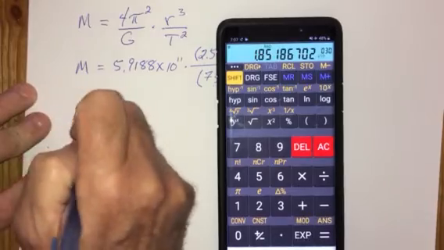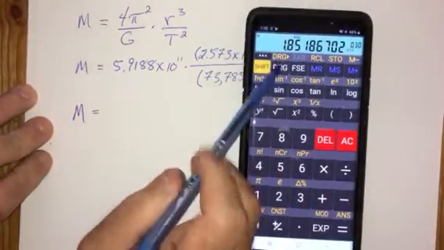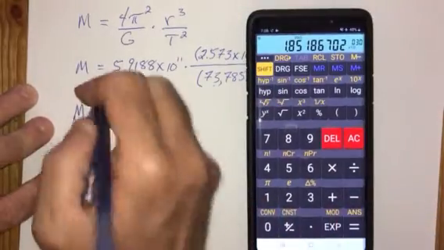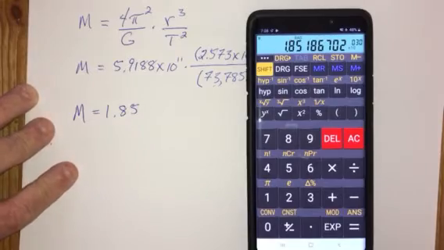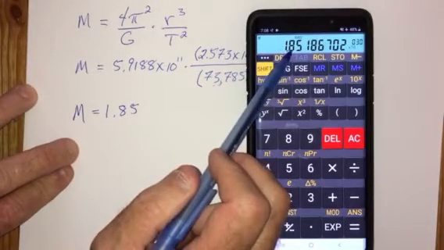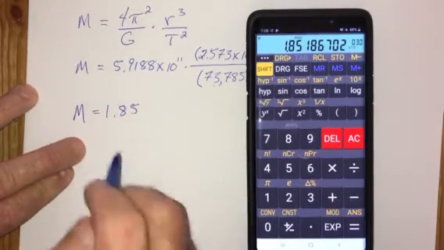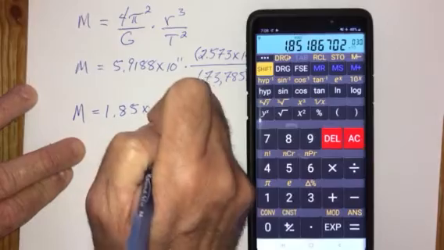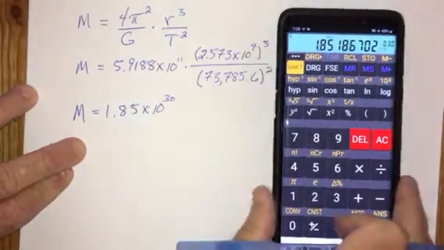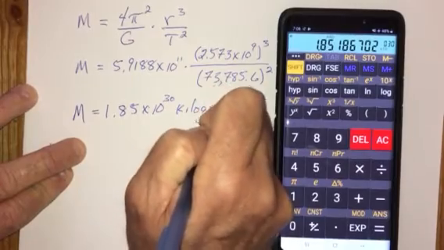So the solar mass of Corot 7, I'm going to round this off to the nearest hundredth. It'll be 1.85, and that was an arbitrary decision. But I'm going to just round it off to the second decimal place after the decimal point, which is the nearest hundredth. So then we'll multiply that by 10 to the 30th power, and the unit for this result is kilograms.